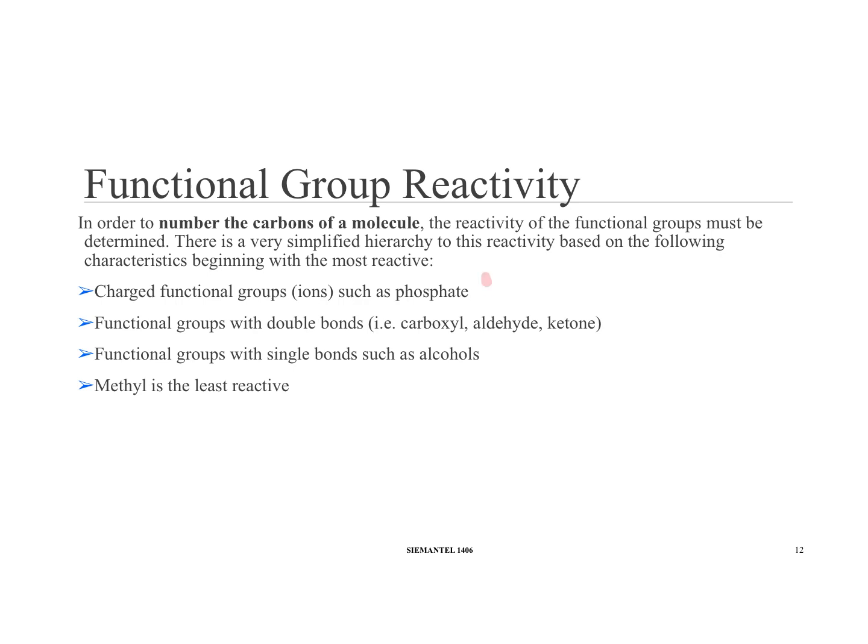Okay, so first and foremost, charged functional groups, so the ones with ions such as phosphate, are always going to be the most reactive. The more ions they have, the more likely those ions are going to want to bond to make themselves stable. Functional groups with double bonds, so the carboxyls, the aldehydes, the ketones, they're all going to want to react. Functional groups with single bonds, such as your alcohols, they're going to be third in the list.